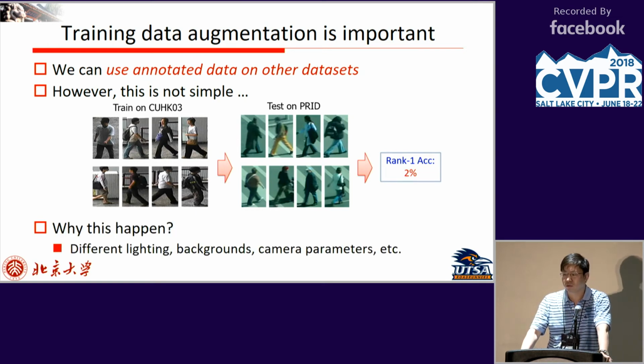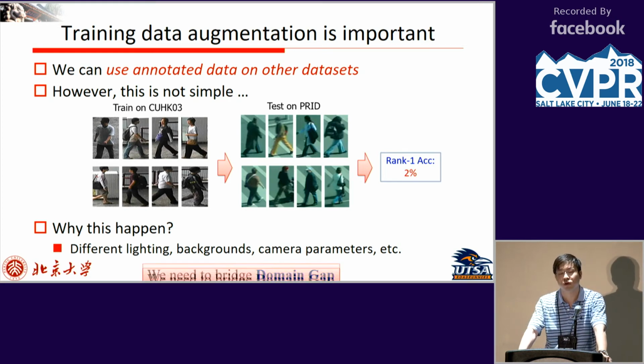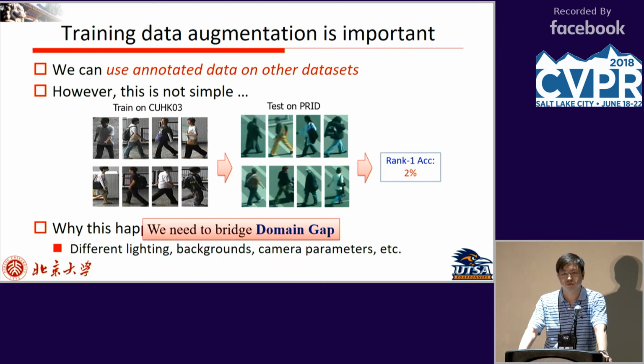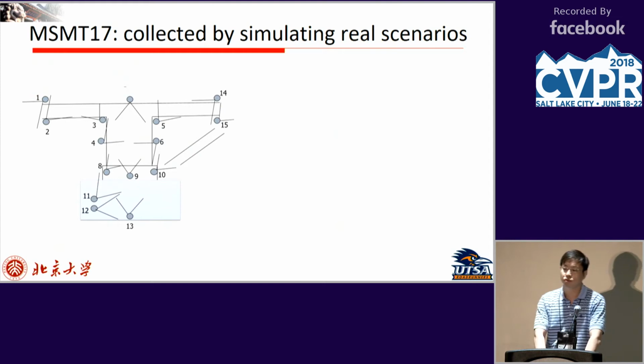It's very low because different datasets have different lighting, backgrounds, camera parameters, and so on. So there exists a domain gap between datasets. To make this data augmentation more effective, we need to bridge the domain gap. So in our work, we basically do two things.